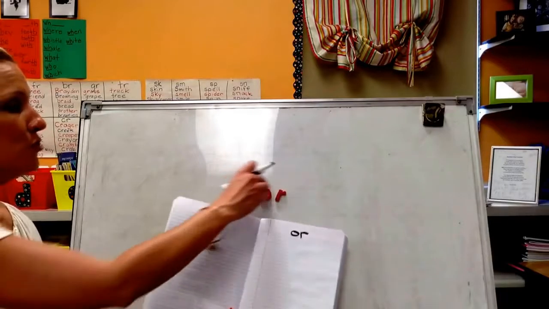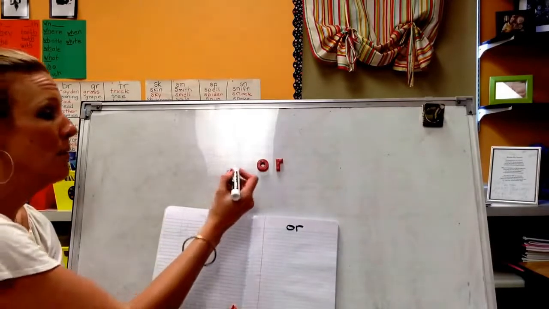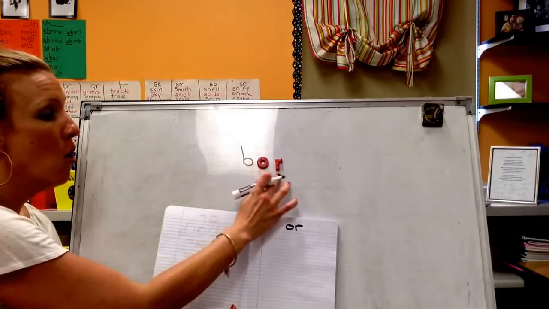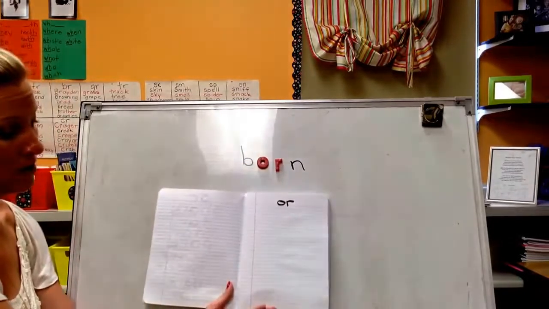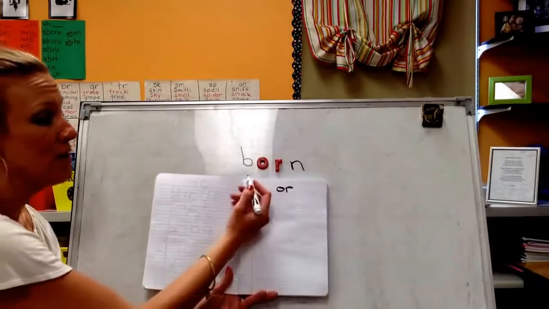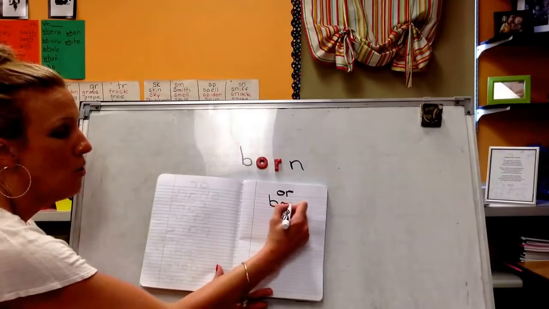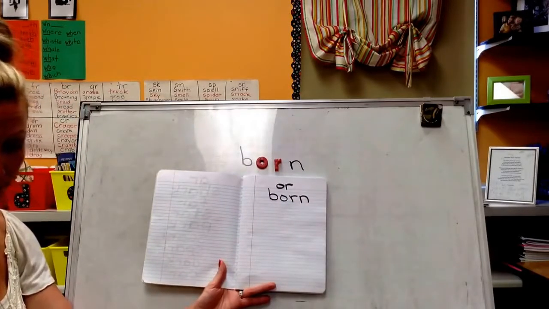Okay, the first word that we're going to make with OR in it is the word born. Born. So I hear Bubba Bear, born. Born. Let's go ahead and write born in our word study notebook, please. B-O-R-N. Born.